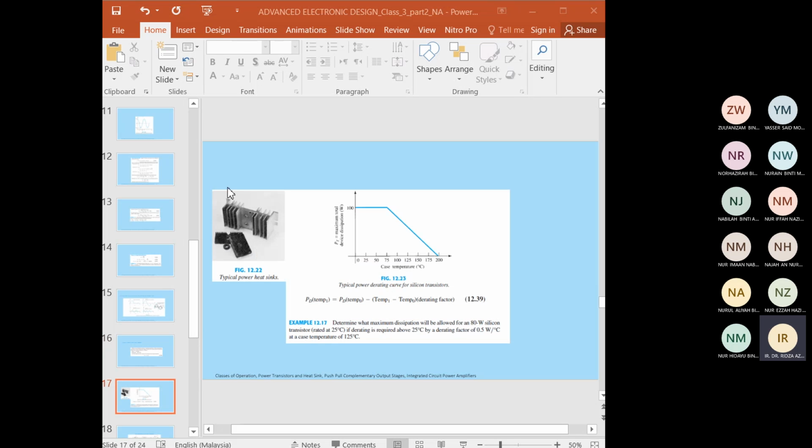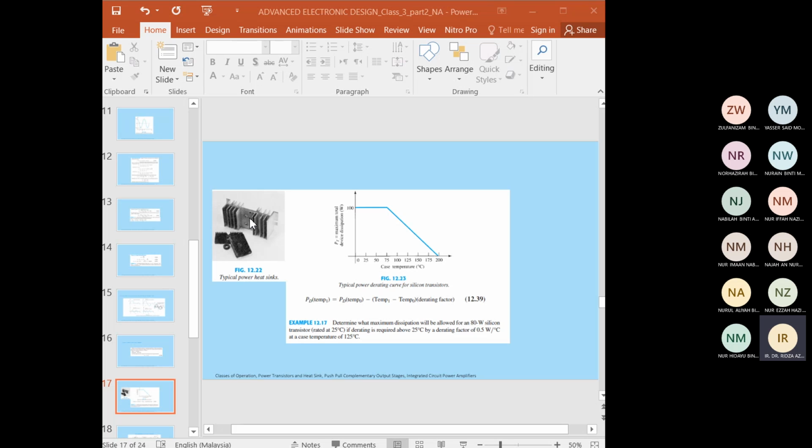Okay, so this is an example, the heatsink. The heatsink, you can also see it when you open the computer CPU. You can see on the top of the processor, the CPU processor, there is a metal piece. I think the size is bigger than this, attached to the top of the processor, the IC processor.